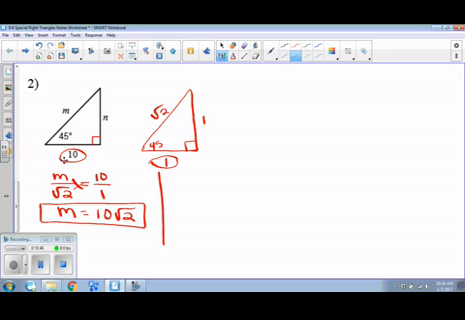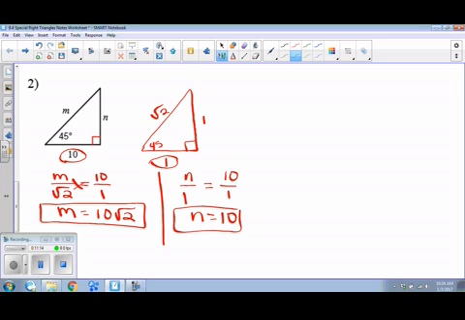Now n. What part corresponds with n? N over what? N over 1 equals the two parts that we know, 10 over 1. So when you cross multiply, n equals 10. But like I said, the legs are the same for 45, 45, 90. So the legs are going to be the same here also.